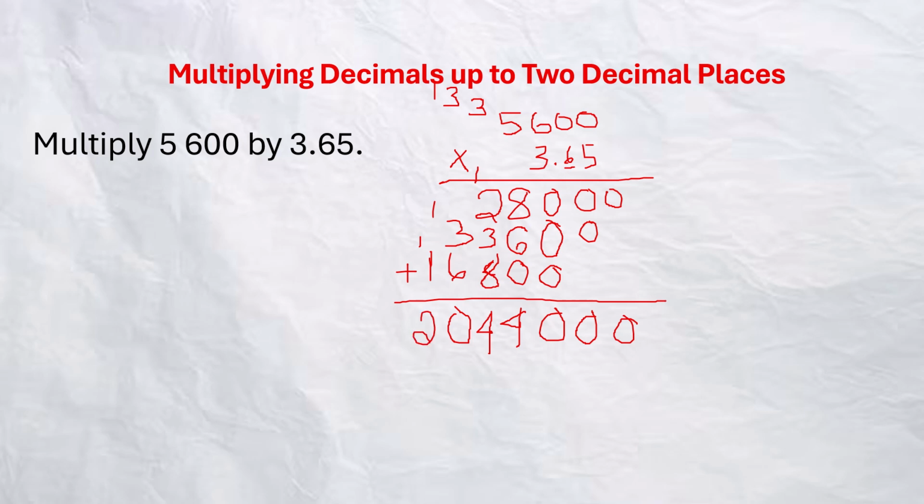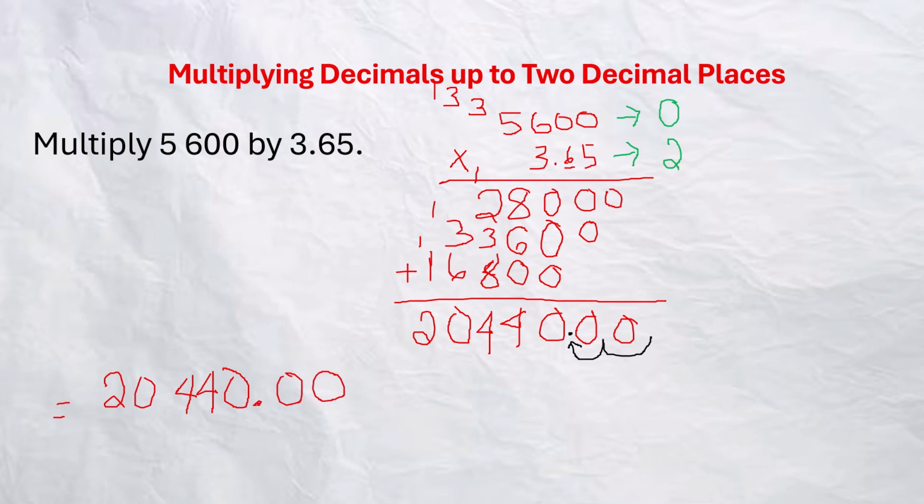Let us now count the number of decimal places. We have here 0, while here we have 2. So we now put our decimal point from your right. We will count 2 decimal places. So 1, 2. So this is where we will put our decimal point. So we have 20,440.00, or we can simply remove these two zeros. So the final answer is 20,440.